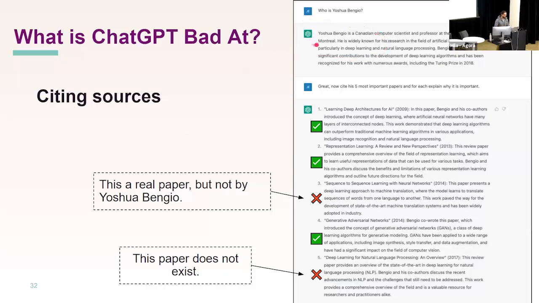Now, what about citing actual sources? Here I ask it, who is Yoshua Bengio? And it responds with a really good answer about who Yoshua Bengio is. Then I ask it to cite his 5 most important papers and for each to explain why it is important. And now it starts. I really had no idea what to expect when this thing was spitting out answers, so I had to look up some of these.